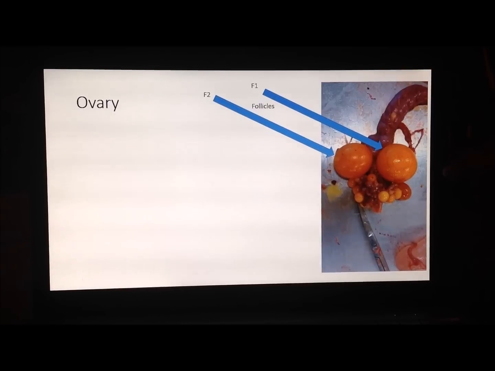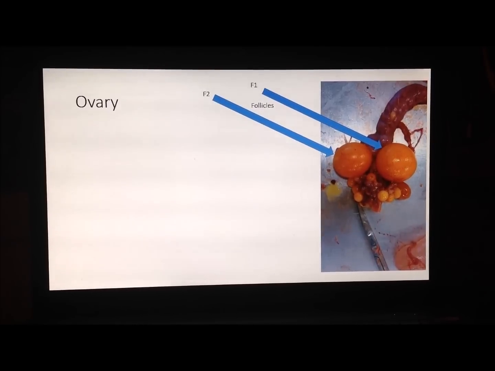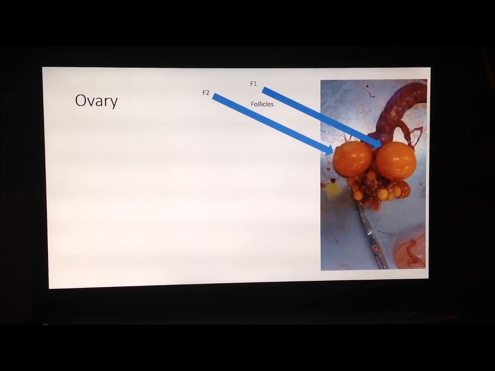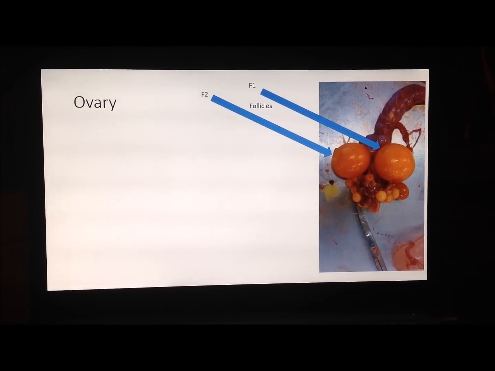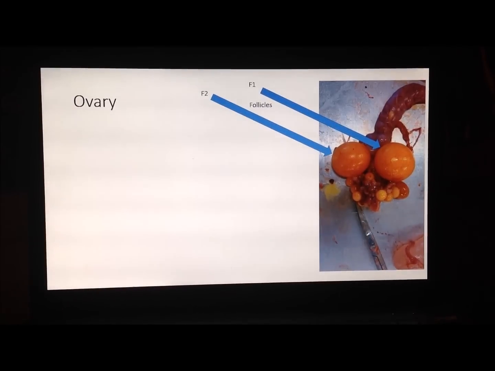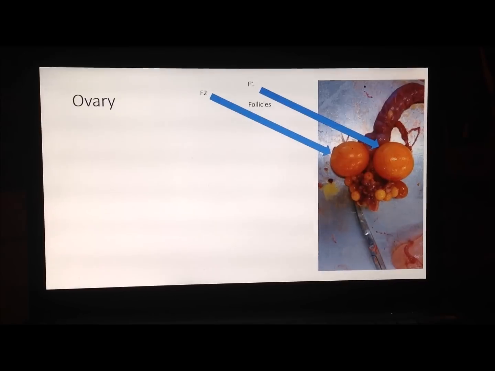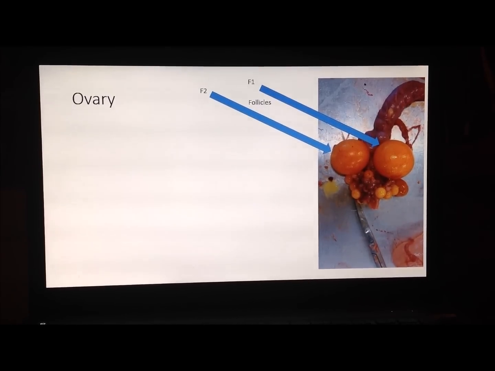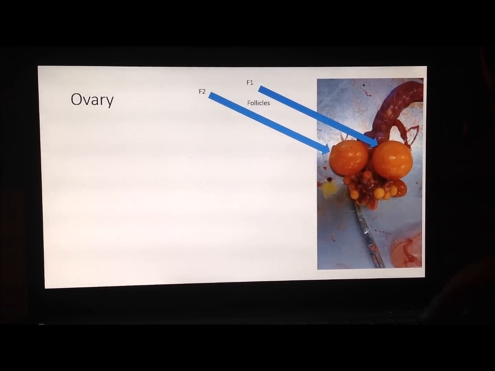The yellow follicles are arranged in a hierarchy of size. The largest follicle will be next to ovulate, and it's called F1, or follicle 1. The next largest is termed F2, or follicle 2, and will normally ovulate the following day. Here you can see F1 and F2.